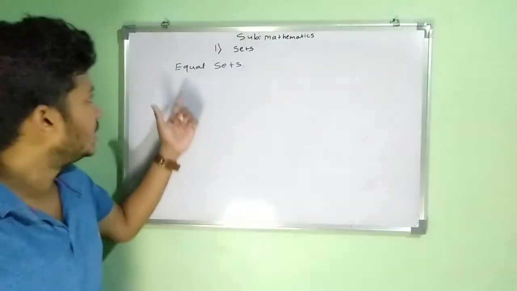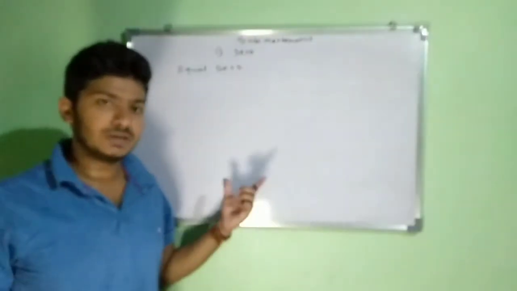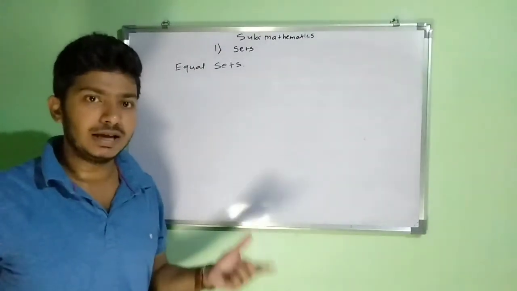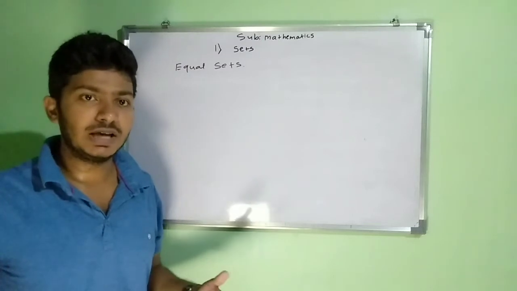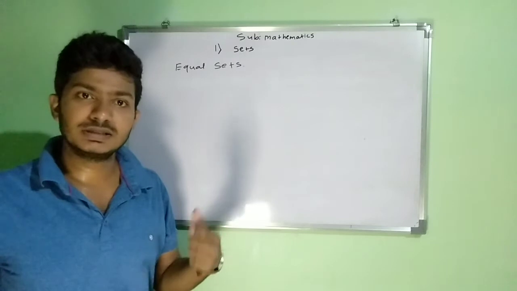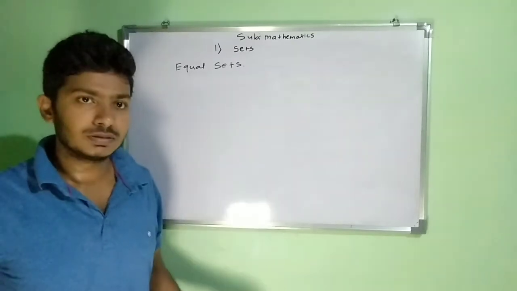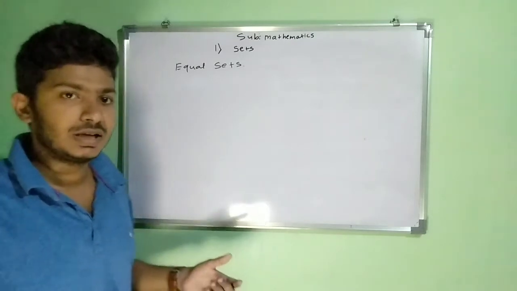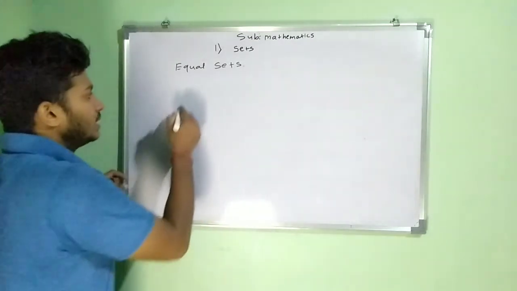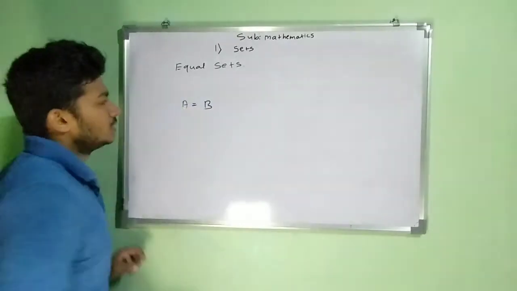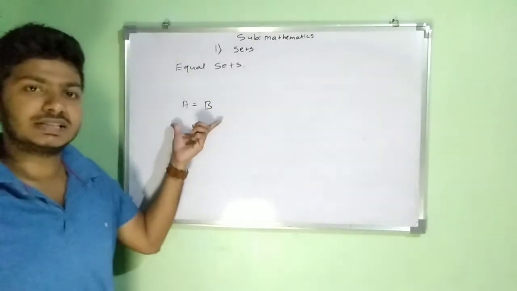So our next topic is equal sets. The definition of equal sets: set A and set B are said to be equal if every element of set A is in set B and every element of set B is in set A. Then we can say that the sets are called equal sets, and symbolically that is represented as A = B. A = B means that both the sets are equal sets.